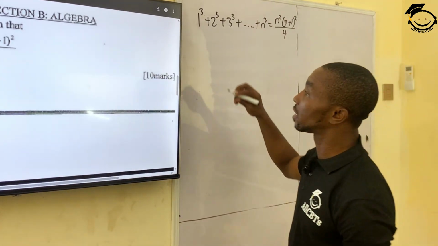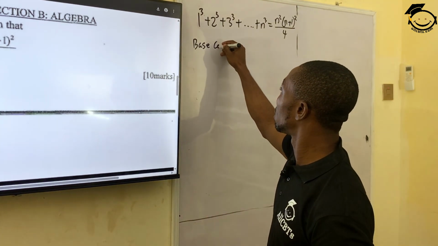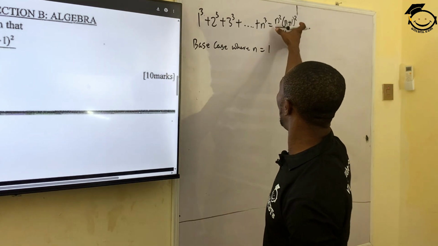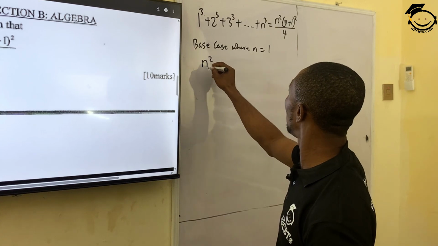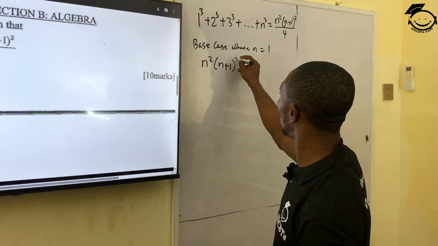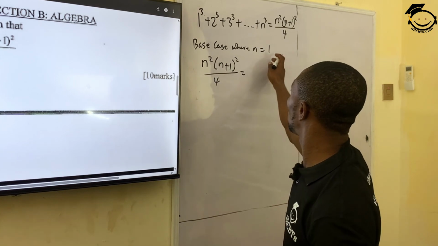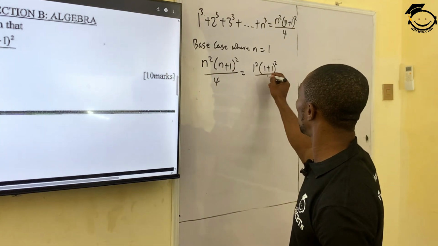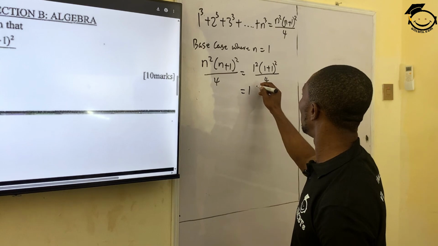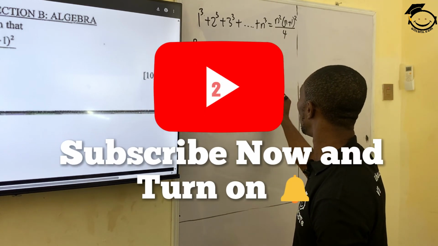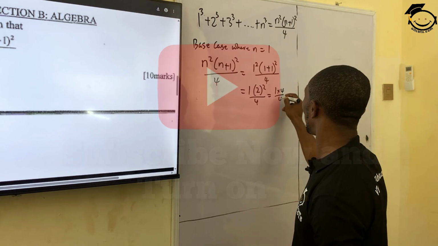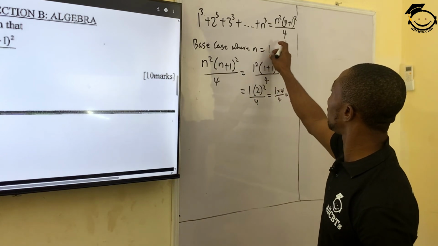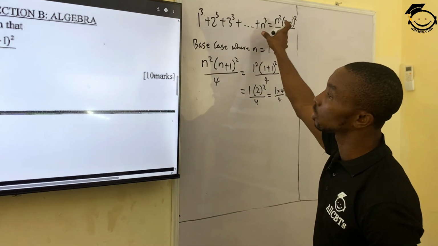Now, looking at our base case where n equals 1. Now, inputting 1 into this becomes n squared bracket n plus 1 all squared all over 4. Substituting 1 where we have n will become 1 squared bracket 1 plus 1 all squared all over 4. This will give us 1 bracket 2 squared over 4, which is 1 times 4 over 4, which is 1. Now, this proves that for the value of n equals 1, this statement is true.